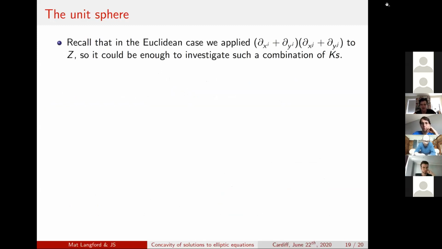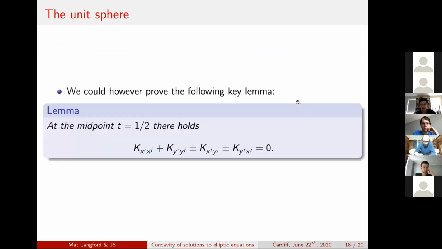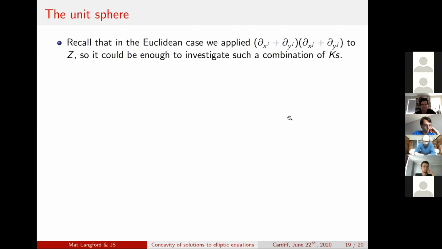And recall that in our earlier computation on the Hessian, we didn't look at the full Hessian. We looked at the particular combination of partials. And this is exactly the combination of partials on which we have some information actually, right? So this is how it comes in.